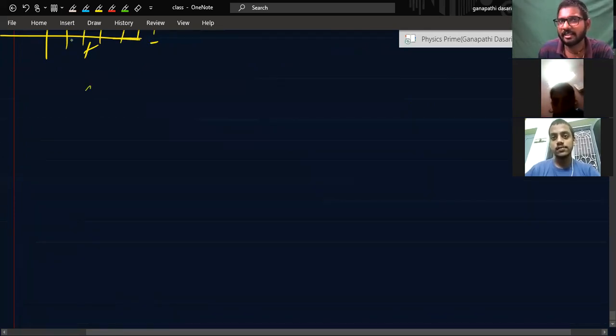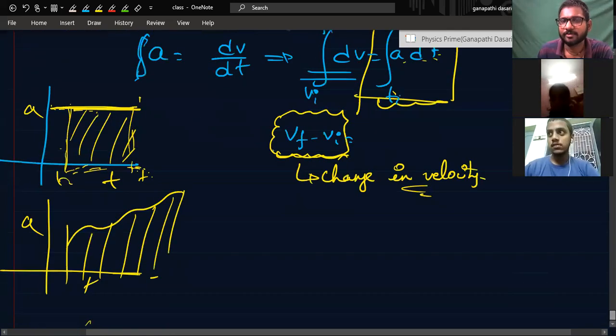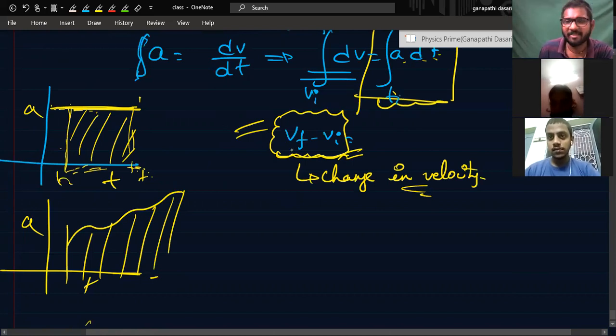If we find out the area of the a-t graph, what will we get? The a-t graph area is the integral of a dt. We get the change in velocity.